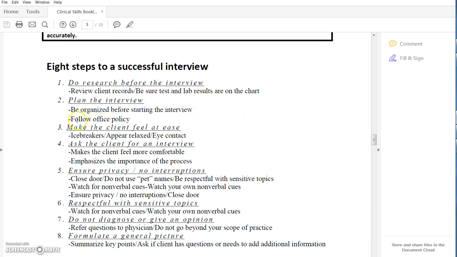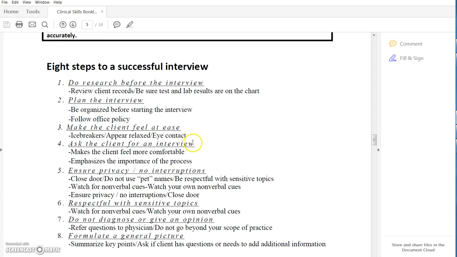Plan the interview. Be organized before you start the interview. Make sure you have their accurate record, that you have the right person. Oftentimes you will have families that have the same first name and the same last name, so make sure you're pulling the right accurate record. Make the client feel at ease. Maybe an icebreaker. Ask them how they are today. Ask them a leading question. Try to make them feel relaxed. Give them some eye contact, because many clients suffer from white coat syndrome. As soon as they see you, the blood pressure goes up, and so does the panic.